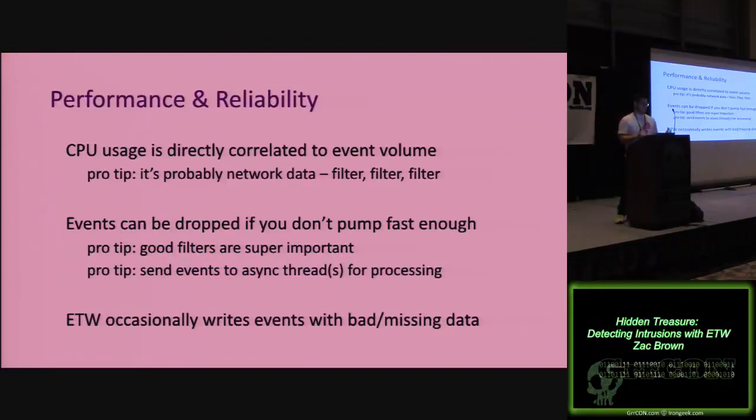Also, ETW occasionally writes bad or missing data, or writes events with bad or missing data. So once in a while, we'll get a process start event, because we listen to process starts to correlate with the 4688s. And those will just have gobbledygook for the process path, or gobbledygook for the process name. It'll mean nothing.